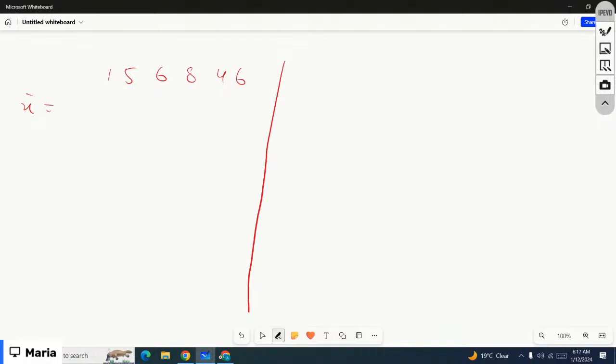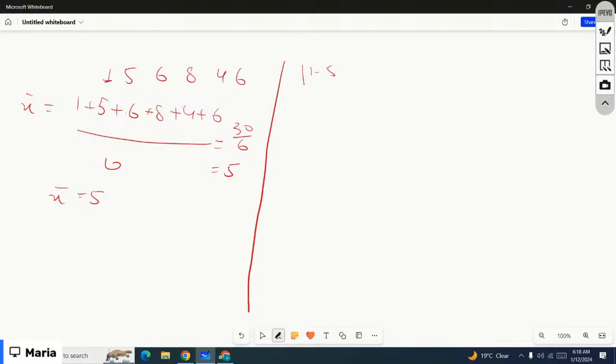So just calculate the mean. Add all the values divided by the number of values. 1 plus 5 plus 6 plus 8 plus 4 plus 6 divided by 1, 2, 3, 4, 5, 6, right? Okay, let me add them and see. That is 1 plus 5 plus 6 plus 8 plus 4 plus 6. 30 it is, right? So 30 divided by 6 is 5. Here is the mean value. Mean is 5.